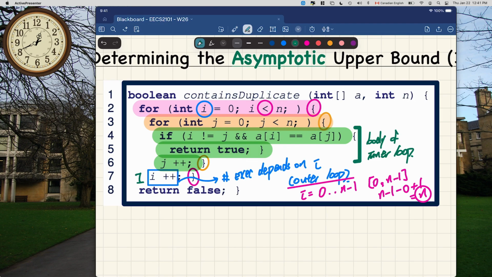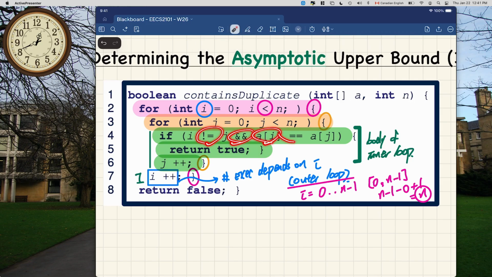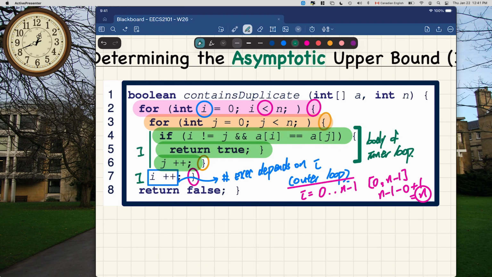All right. And for this part over here, you can see that it's just about relational, logical, array indexing, some return, and also some assignments, plus, etc., right? So this block here by itself is also just 1. But now the question is, how many times is this green block from line number 4 to 6 going to be executed? Go ahead.